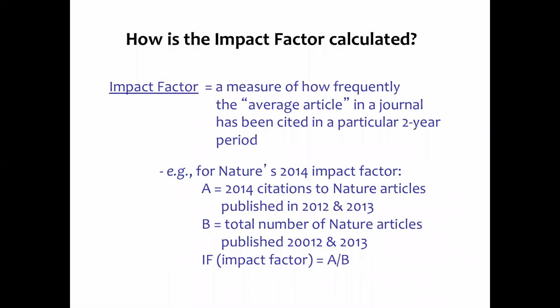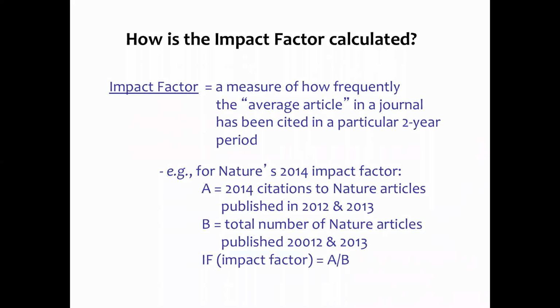It's a very simple calculation. It's a measure of how frequently the average article in a journal has been cited in a particular 2-year period. So if you want to calculate Nature's, let's say, 2014 impact factor, you look in the year 2014 at all citations in any journal to articles that were in Nature in the preceding 2 years. Okay, so that's the numerator of the impact factor.